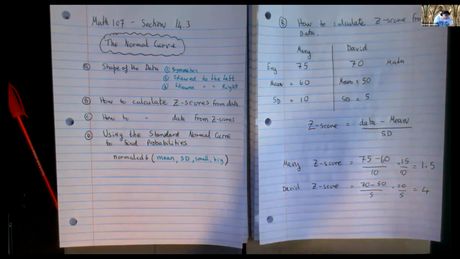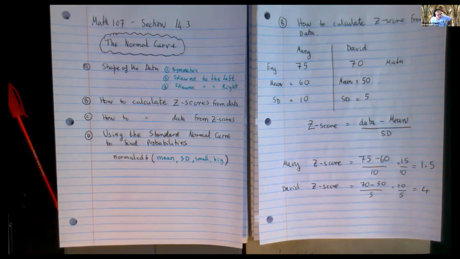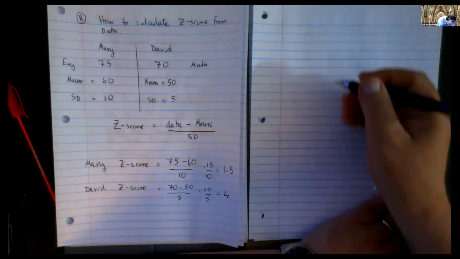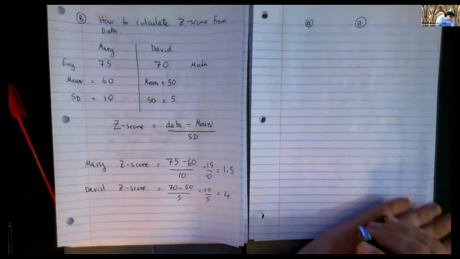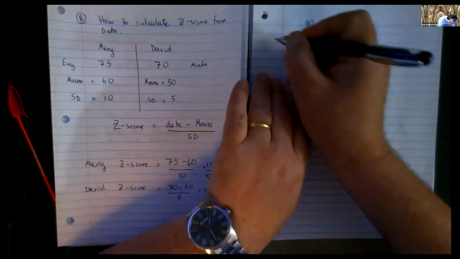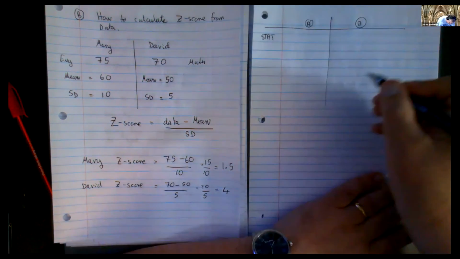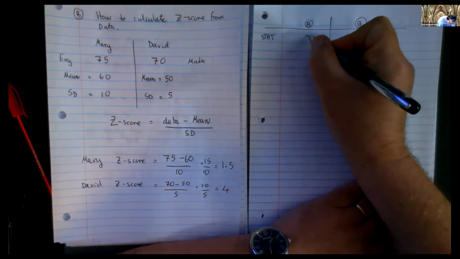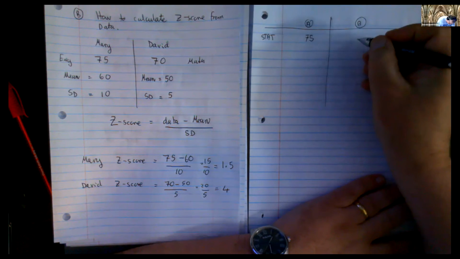Now, you can use that same idea if you had two classes at university taking the same thing. So here are two twin brothers. I'll call them A and B because I have no imagination for names now. And they both took a stats exam. Brother A got 75 again. And brother B, he got 85.